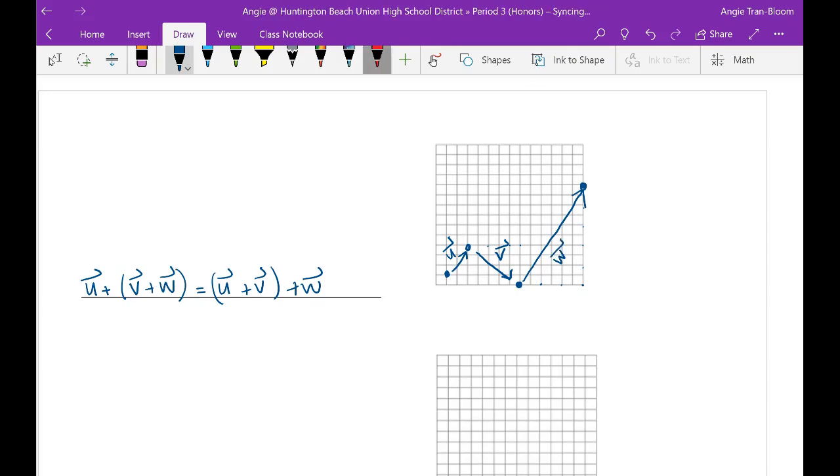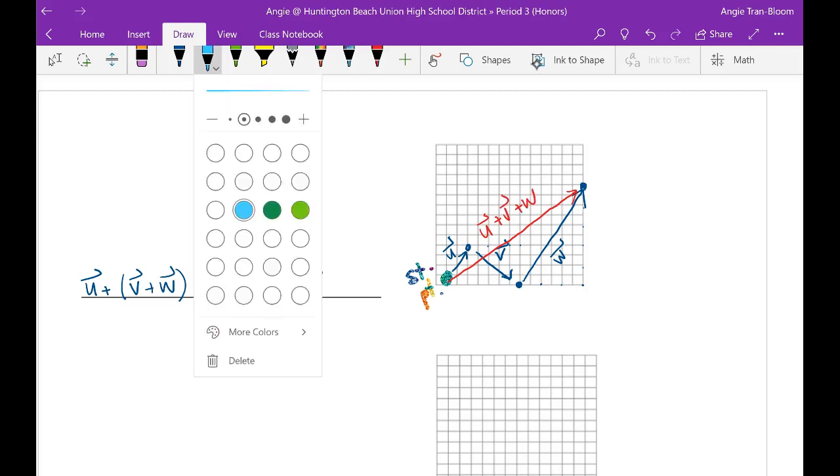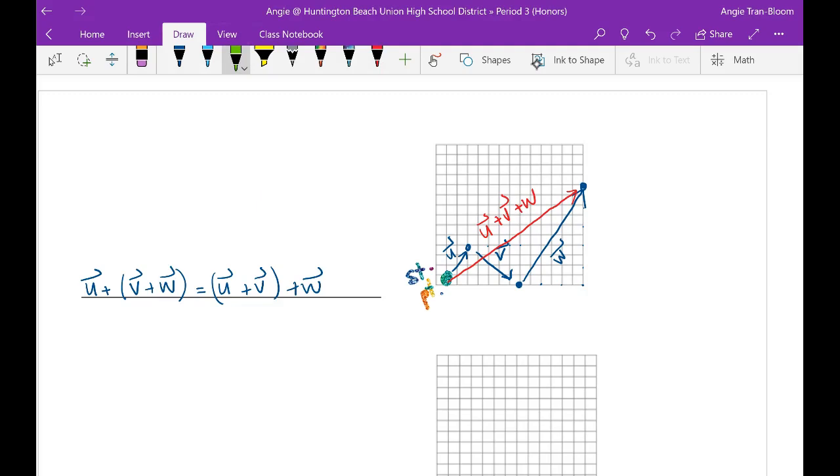Now, when we find the answer, keep in mind the starting location. The starting location is right here. We have to use that starting point and we go all the way to the end. So this red vector is U plus V plus W. Now we get a different color pen and go over this green one, which is where U plus V is.